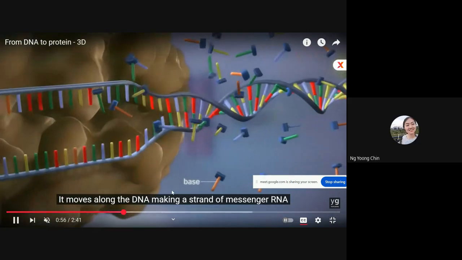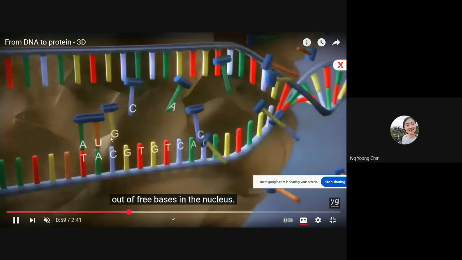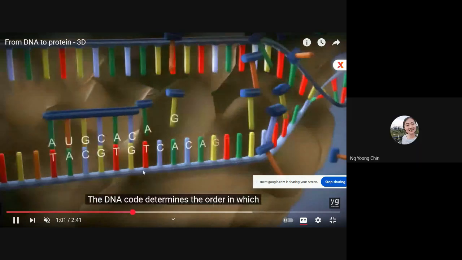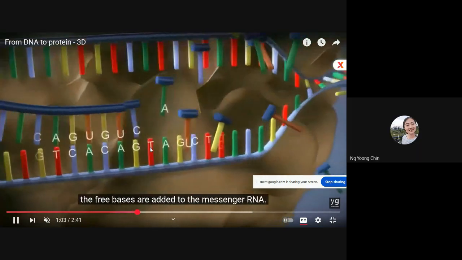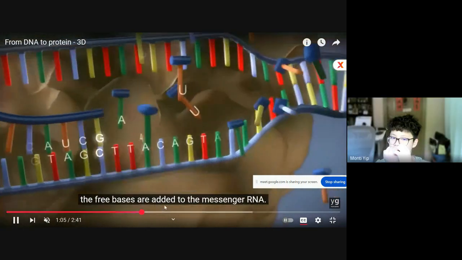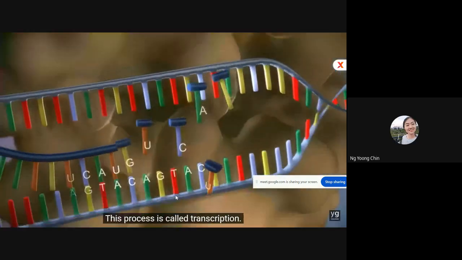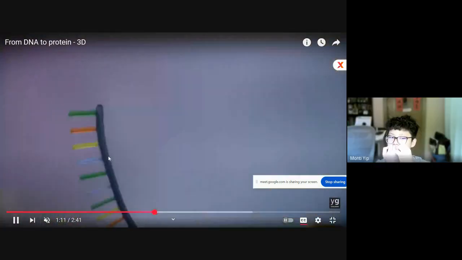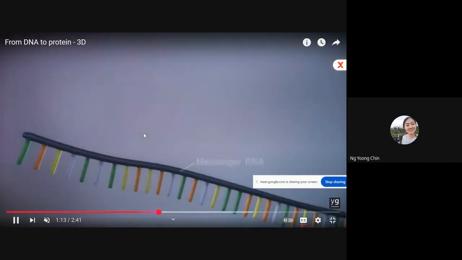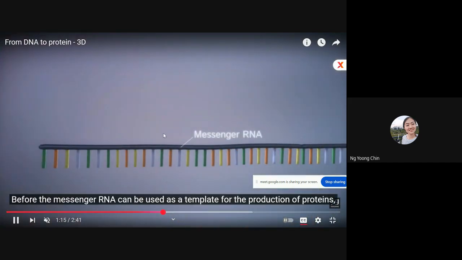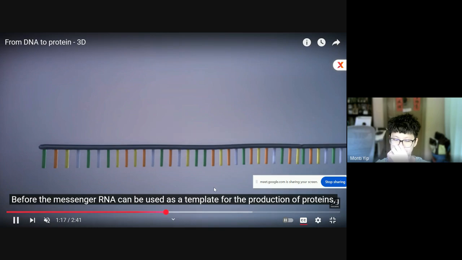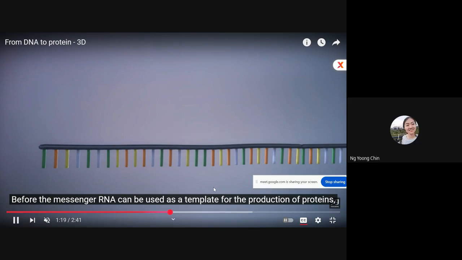So you see, they start to copy. Now they are copying the information from the DNA to the RNA. Like this, and now they become the single strand RNA. Wow, single strand. So we call it messenger RNA. This messenger RNA will contain the information to produce a product.